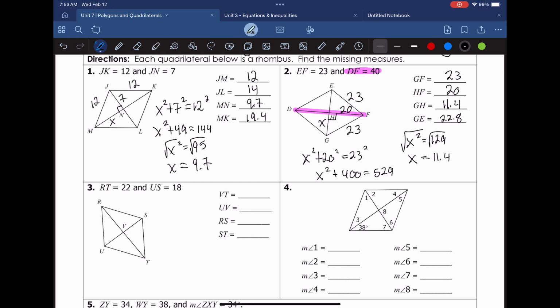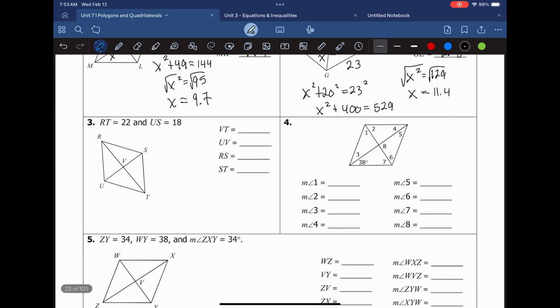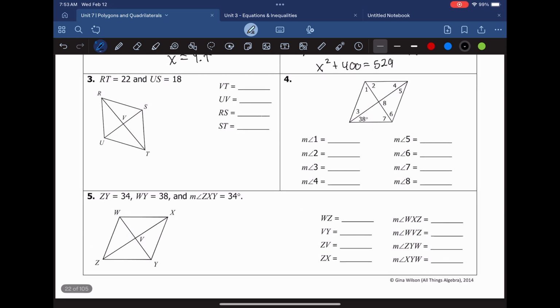22.8. Excuse me. And we're just going to keep going from there. If you have questions while you're doing this, let me know.